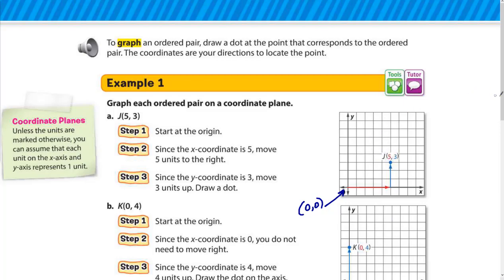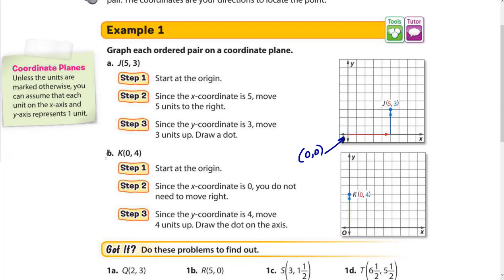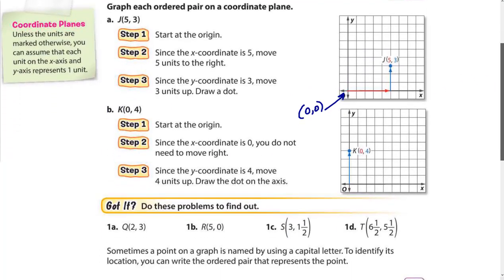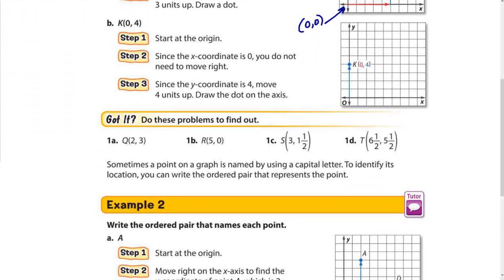So that shows the placement of point J, and if we look down in example B, it shows the placement of K. So go ahead, use your graph paper to do those 4 Got It problems. Lay out a graph, lay them all out on the same graph. They are all positive values, both x and y, so you'll lay them out in a graph like this.